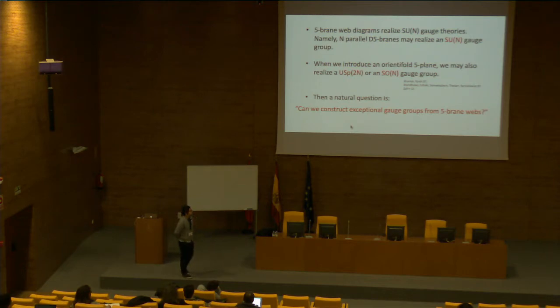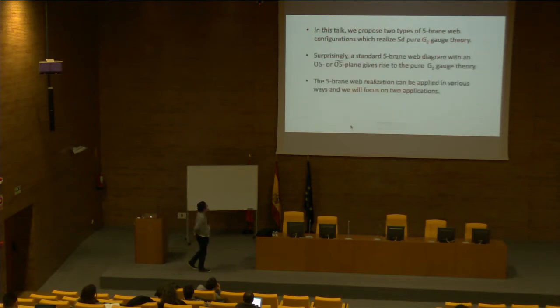At the Strings conference last year, I proposed some new types of web-like descriptions for the pure E6, E7, E8 gauge theories, which actually go beyond the standard web diagrams because the web-like configuration is written by using a special type of gluing. So I'm now interested in whether we can have the other exceptional gauge groups like F4 or G2. In this talk, I'm going to propose a 5-brane web diagram that realizes the pure G2 gauge theory. In fact, I'm going to propose 2 types of 5-brane web diagrams that realize the pure G2 gauge theory.